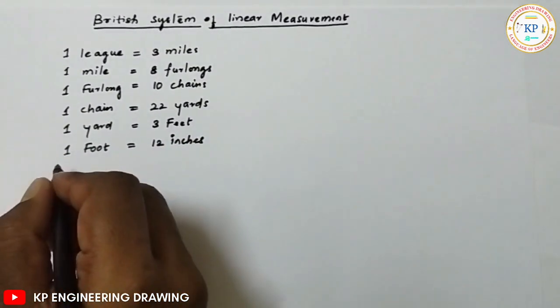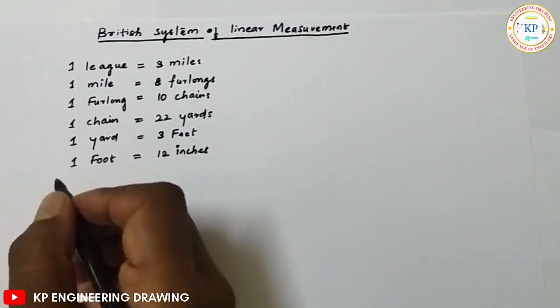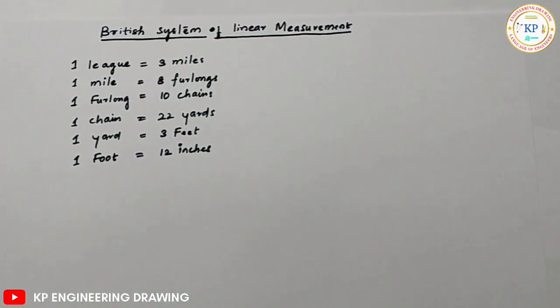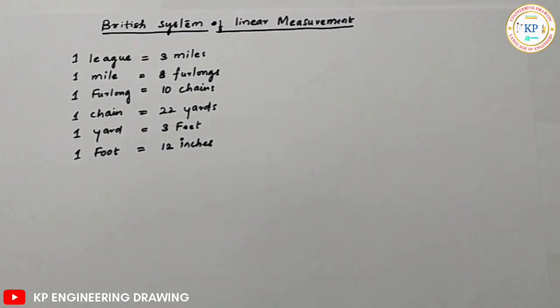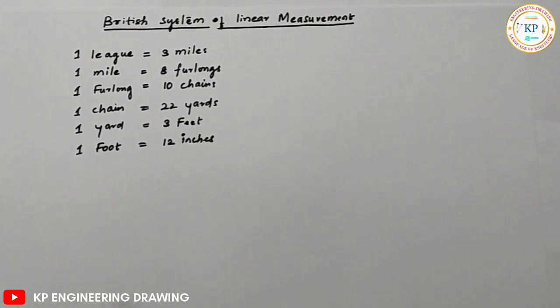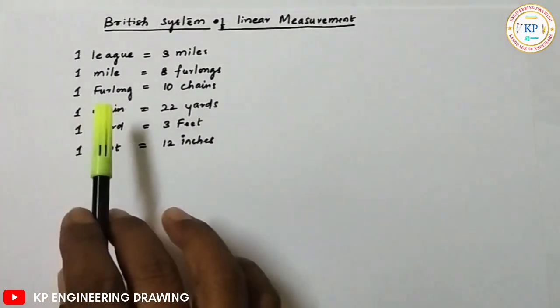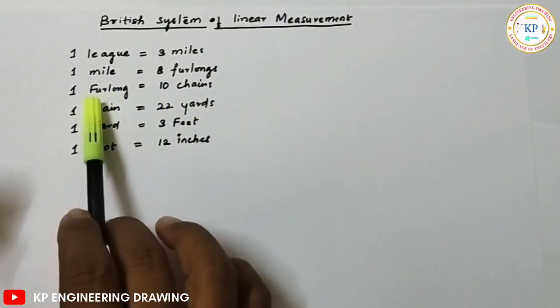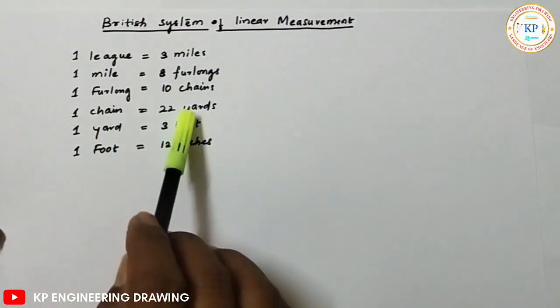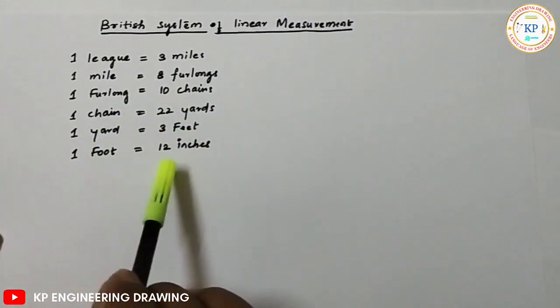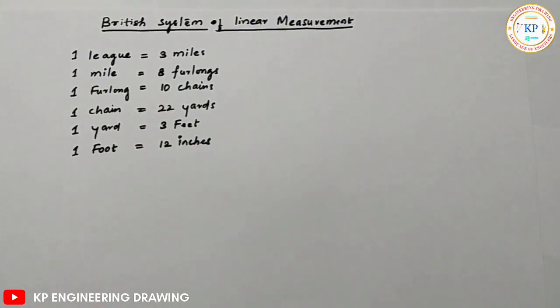Okay, so these are the British system of linear measurement conversions. So 1 league is equal to 3 miles, 1 mile is equal to 8 furlongs, 1 furlong 10 chains, 1 chain 22 yards, 1 yard 3 feet, 1 foot 12 inches. Right?